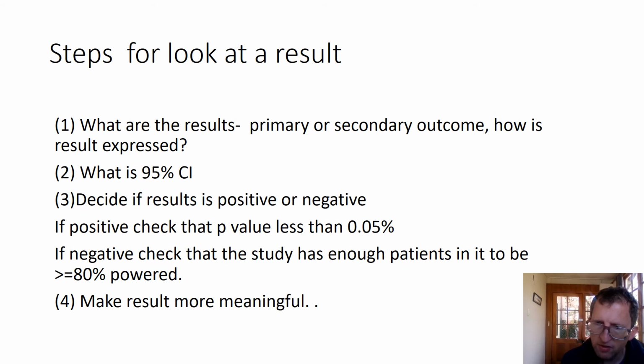So the bottom line is: primary or secondary outcome. How is the result expressed? Is it a difference or a ratio? Then the confidence interval, then look at that confidence interval and ask if it's a positive or negative study. And then for those with positive results, try to make it more meaningful, which often in therapy studies and harm studies is about number needed to treat, number needed to harm.